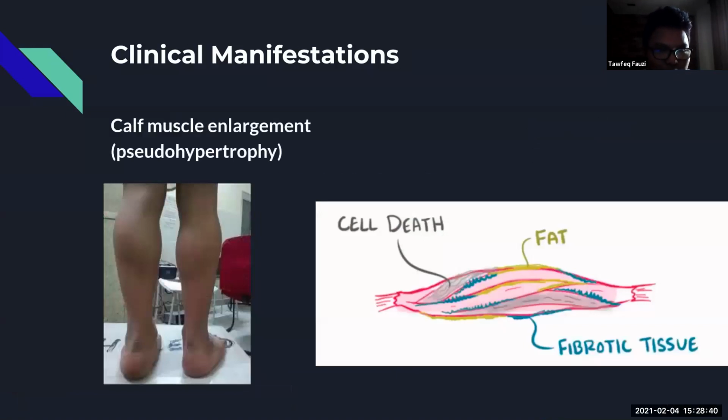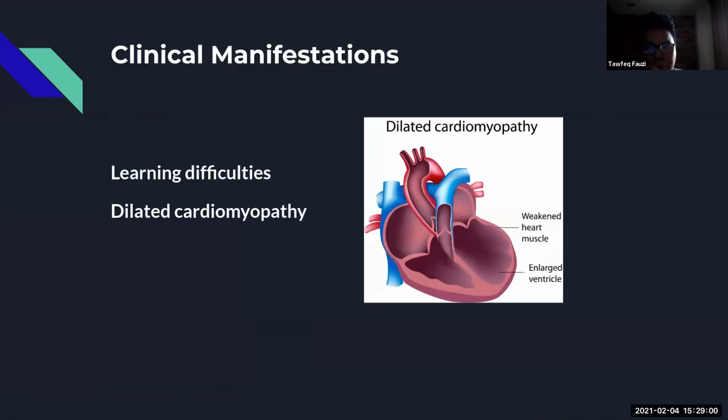Another sign of Duchenne is calf muscle enlargement, or pseudohypertrophy, because the muscle itself isn't actually enlarged, but the muscle tissue is replaced by fat and fibrotic tissue. So you would have this enlargement of the calves. Other manifestations of Duchenne include learning difficulties and dilated cardiomyopathy, because in the heart you also have dystrophin. So when you have no dystrophin, you would have weakened heart muscles. That would cause cardiomyopathy.